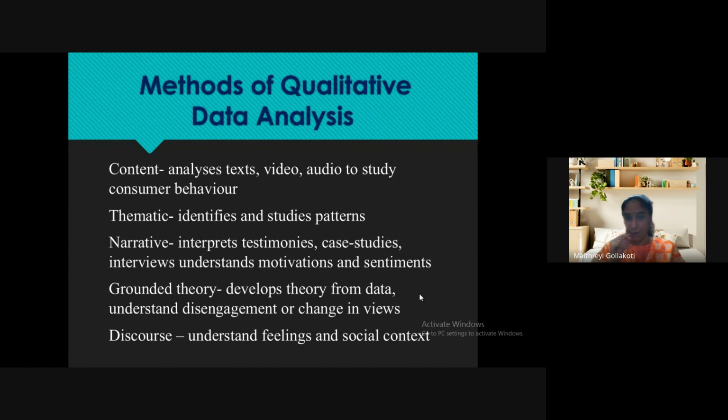Suppose somebody wrote a review. We try to understand the behavior of the customer based on the review. That is called content analysis. It means you are directly taking content and analyzing it.